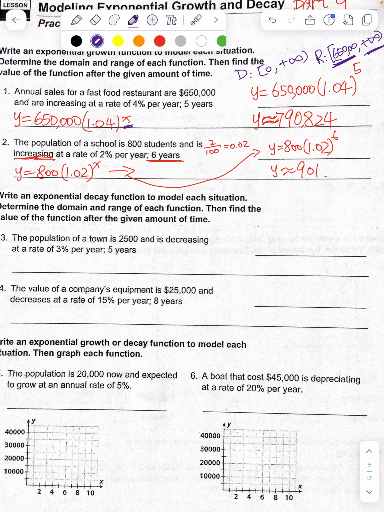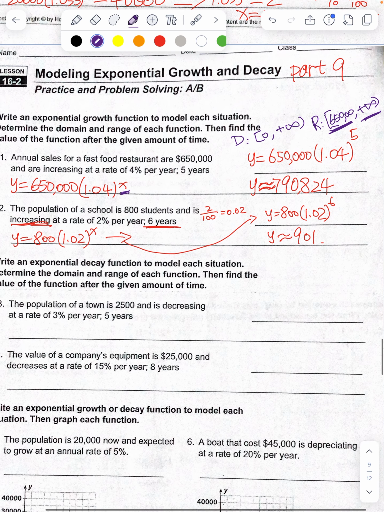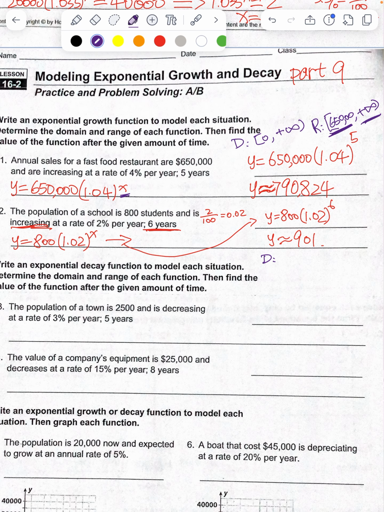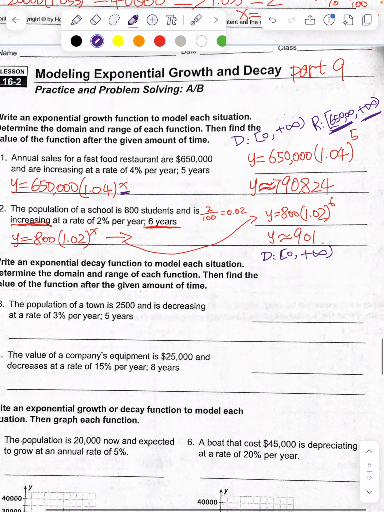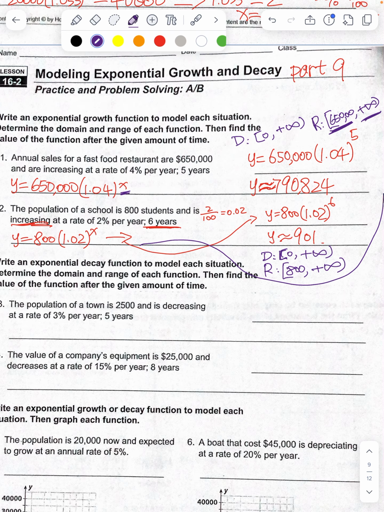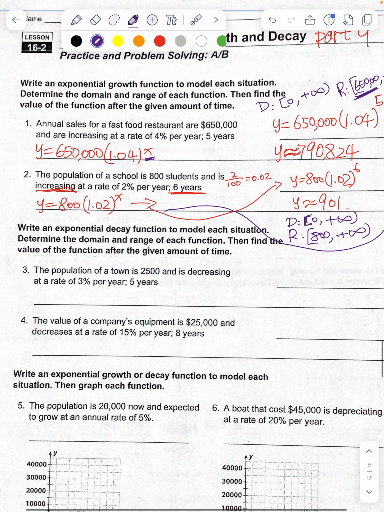Second one, domain and range. So the domain is 0, because in number 1 and 2, both are years, right? We can start at year 0, but we don't have negative years. So the domain means x values, yeah? Range is from 800 students going to positive infinity. So this is number 1 and number 2. Sorry, I forgot the domain and the range.